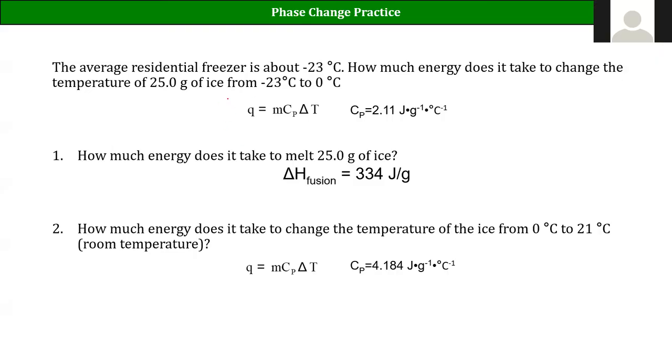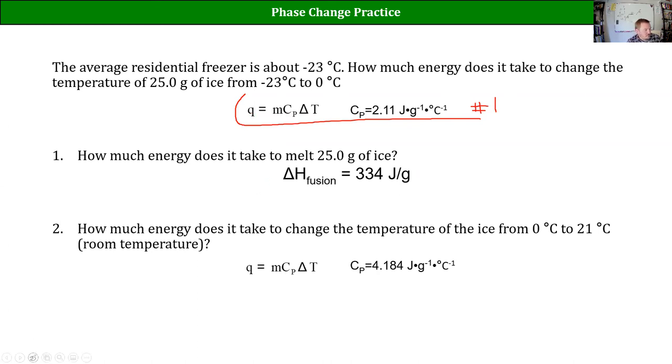steps. So the one I have labeled as step one on the board is going to use these numbers. Ice has its own specific heat, and you're going to find your delta T is going to be going from negative 23 to zero. So you know delta T, you know specific heat of ice is given to you, and then you know the mass of the ice. So you can find Q for step one.